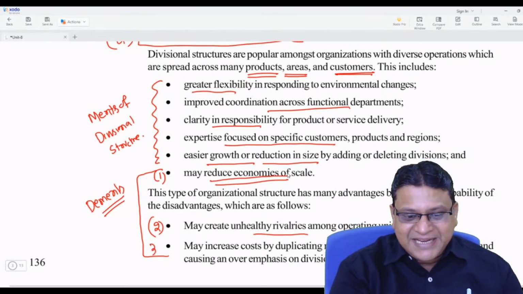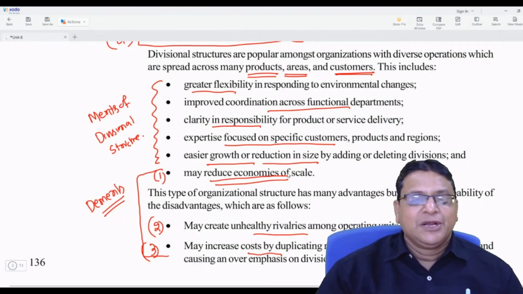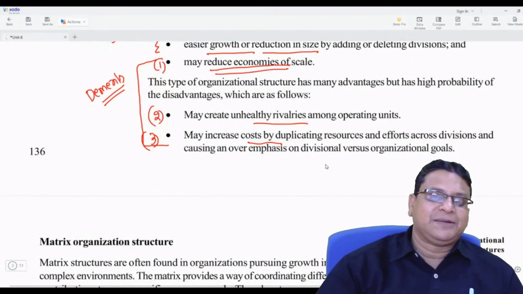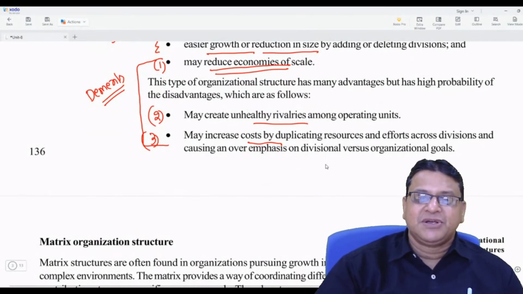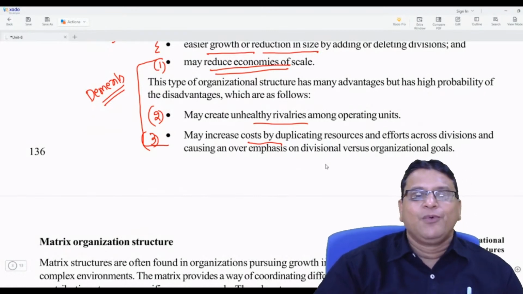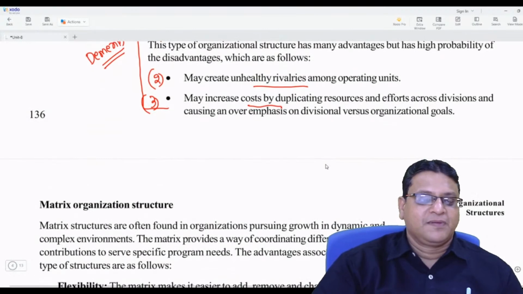Then it may increase the cost. Why may it increase the cost? There will be duplication of activities. What is duplication of activities? Why does duplication of activity arise? Because the same activity will be conducted in different divisions.